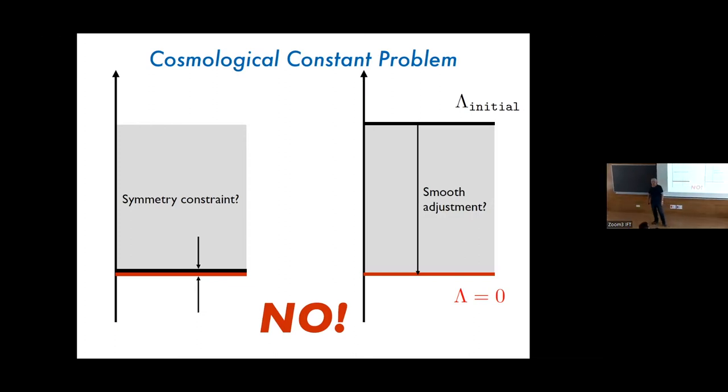Another idea was to get it to adjust smoothly via modification of something in either the matter sector or the gravitational sector, where what would be the cosmological constant term actually develops some kind of time evolution and relaxes. There are all kinds of technical problems with this as well. If you have extra stuff that relaxes the cosmological constant, it probably needs to couple to all the usual matter. Then that can induce long-range forces and lead to conflicts with bounds and observations.